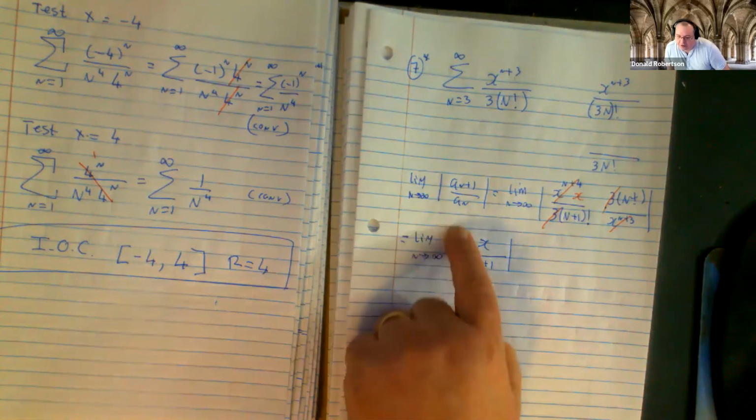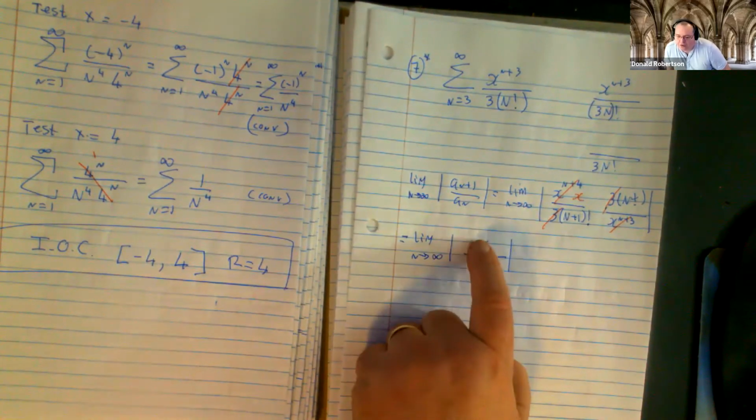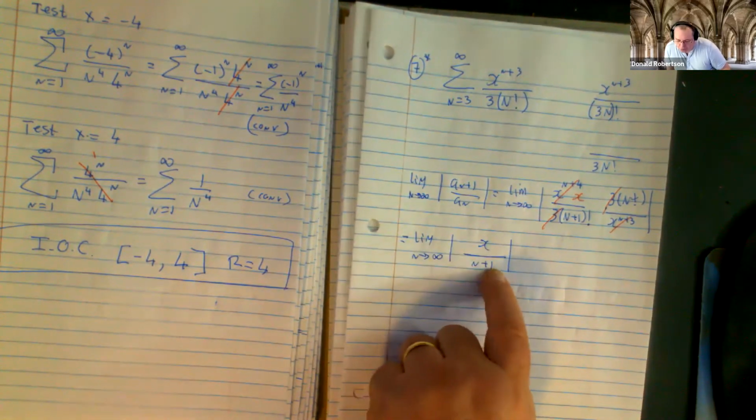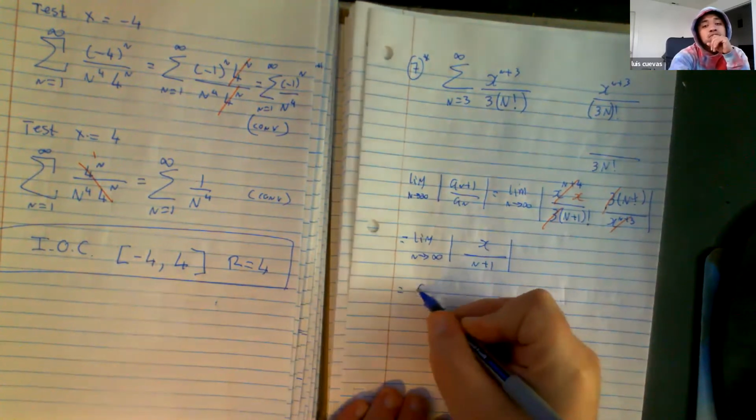I can now find the limit of this. Now think of x as a fixed number, right? Like 42. What did 42 over n plus 1 get you when n goes infinite? Essentially brute force. 0. Agreed?